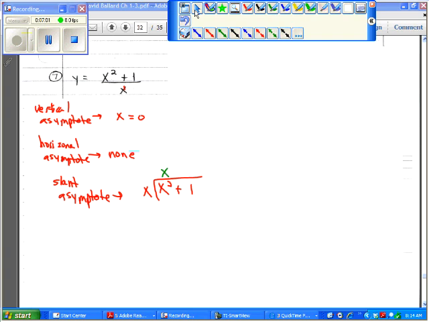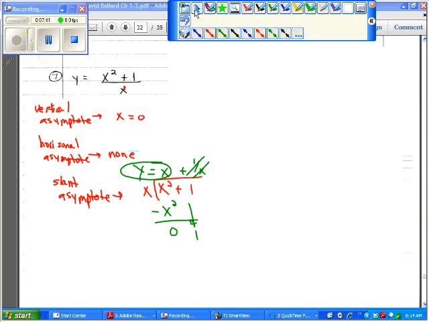So we say x goes into x squared x, and then x times x is x squared. We subtract, you get a 0, bring down a 1. Will x go into 1? No. So we have a remainder of 1 over x, but we disregard that remainder, and so we have y equals x. So we're going to have a slant asymptote at y equals x, disregarding the remainder. Okay? So we have a vertical asymptote at 0, a horizontal asymptote none, slant asymptote y equals x.